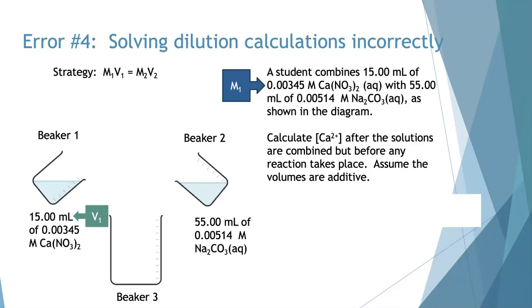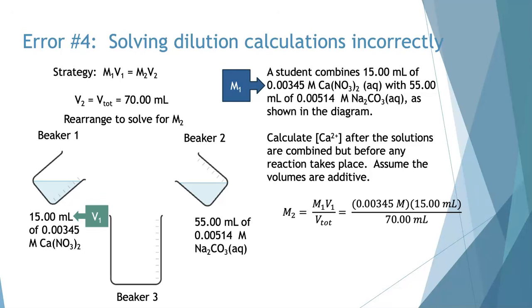And then I'm going to mix these 2 solutions together. And so what I really need to pay attention to is that I need to use V total, the total volume of the calcium solution and the sodium carbonate solution, which is 70.00 milliliters, and use that as V2. And then I can take my M₁V₁ equals M₂V₂ and rearrange it to solve for M2. So I can substitute my values in, and I should get an answer that's less than 0.00345 molar because I have diluted the sample.